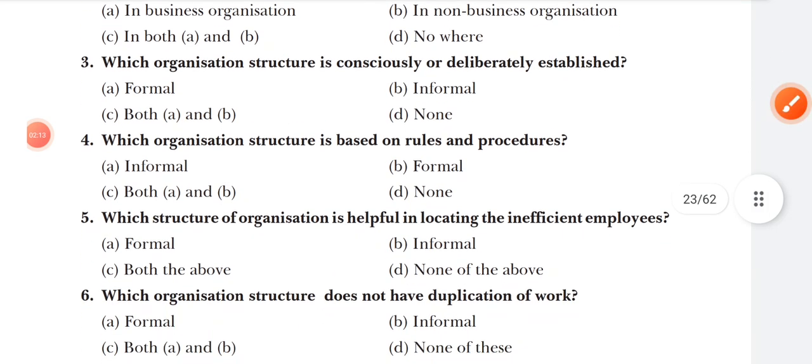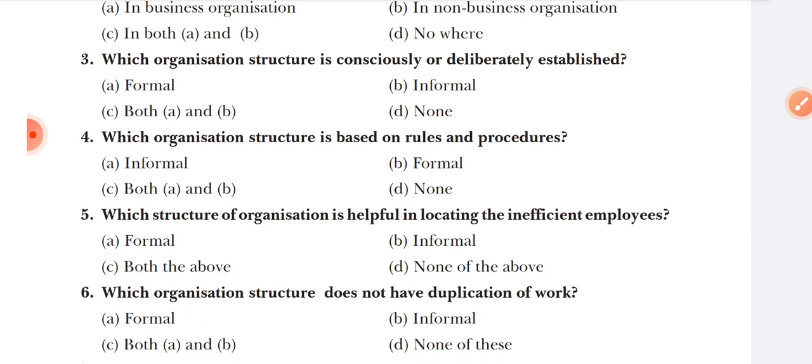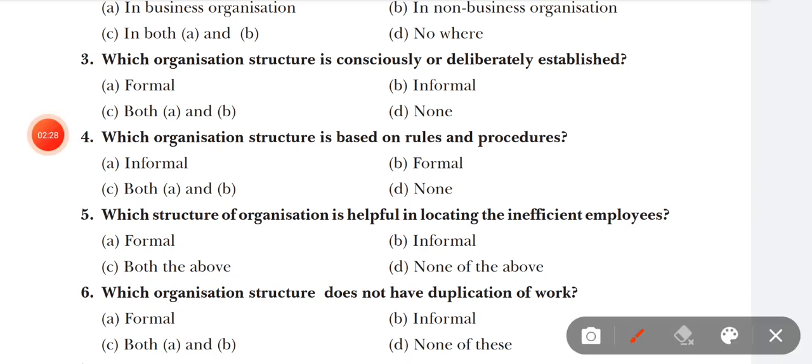Now question 6. Which organization structure does not have duplication of work? A, formal. B, informal. C, both A and B. Or D, none of these. And the correct option of this question is option A, formal.